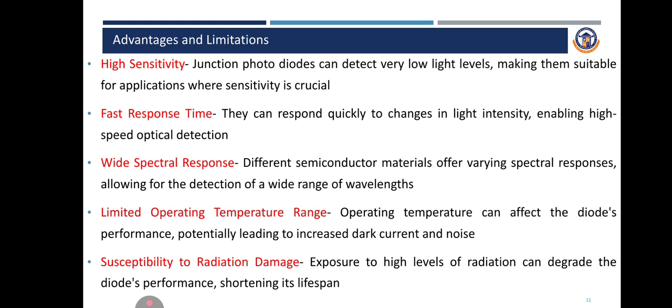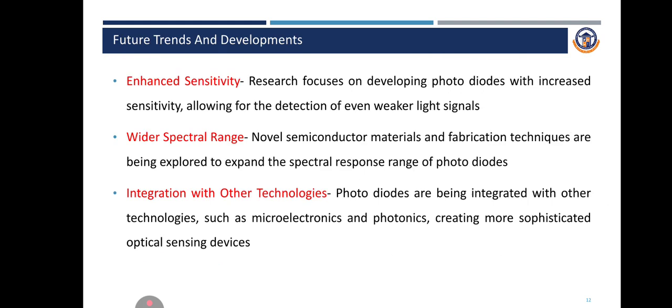Another is susceptibility to radiation damage. Exposure to high levels of radiation can degrade the diode's performance. So we have to reduce the radiation, and the lifespan is very short. That is the limitation of junction photodiodes.